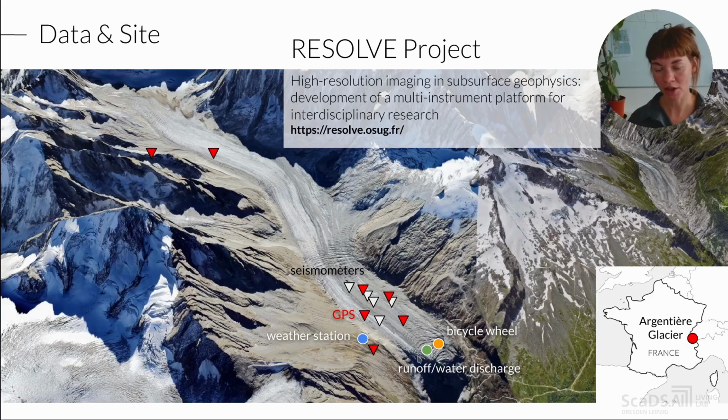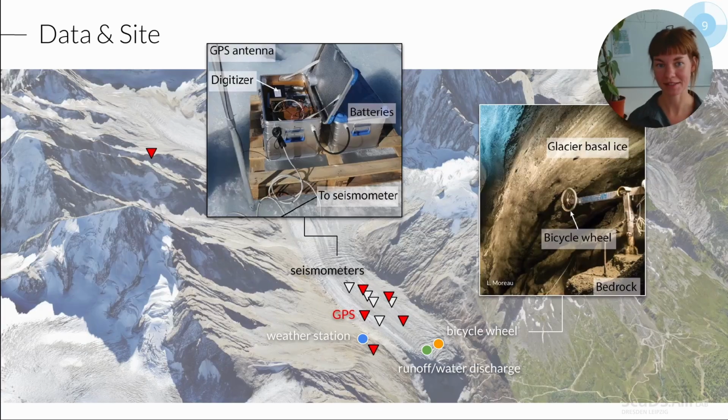Then also runoff, so the water discharge, what is actually melting, is measured here at this green circle. And we also had a bicycle wheel beneath the glacier installed to actually measure at this specific point in this cavity the velocity of the ice at the base.